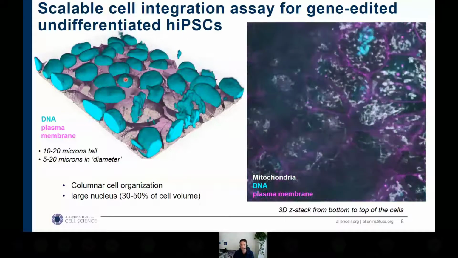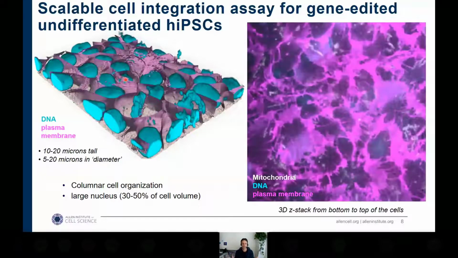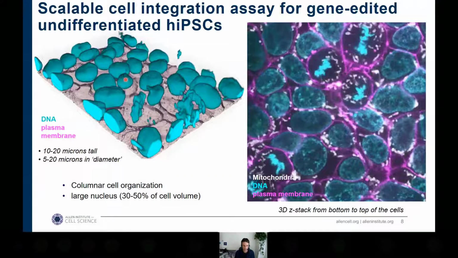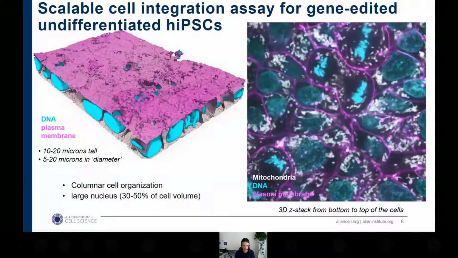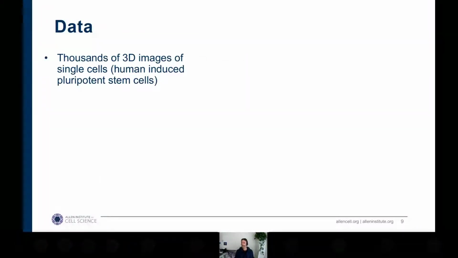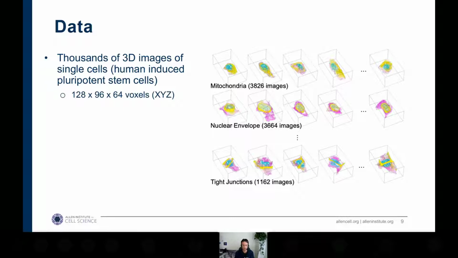In the 3D reconstruction on the left, we get an idea of what it looks like when we see these cells grow in a monolayer. Okay, so we have thousands of these 3-dimensional images of single cells. The cell images are registered to fit within a uniform sized box, which is 128 in X, 96 in Y, and 64 in Z. And so once again, we measure 3 channels.